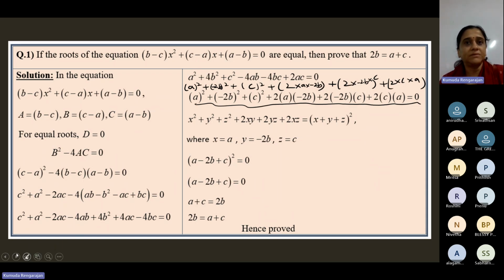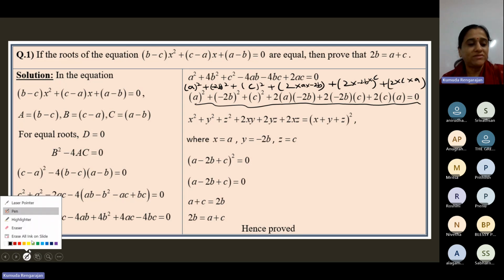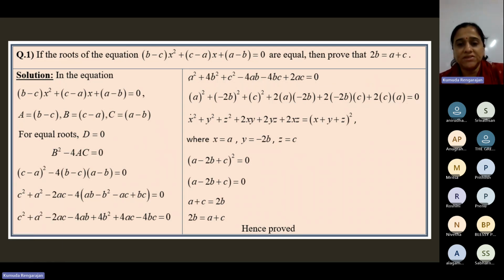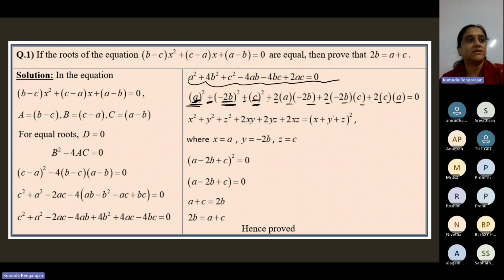You understand what's happening? We're just trying to present these terms in the form x the whole square plus y the whole square plus z the whole square plus 2 into x into y plus 2 into y into z plus 2 into x into z, where x is a, y is minus 2b, and z is c. How did we get this minus? Because these 2 terms are negative, and the common letter is b, so we fix a minus sign to the b term.